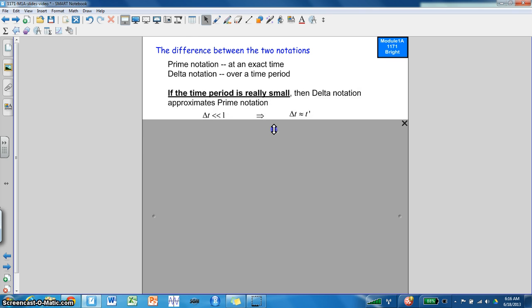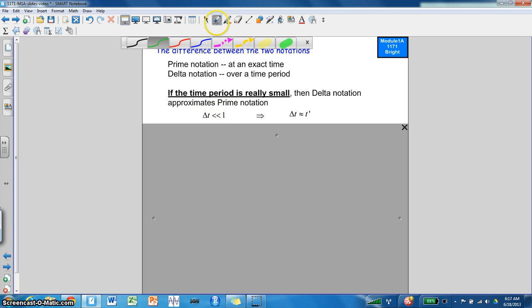Now, when we get into the nitty gritty with the algebra or analyzing everything, if the change in the values is really, really small, then delta notation actually gets really, really close to prime notation. So it approximates it, meaning that if we have the change in our value to be much less than 1, that's how we read the double less than sign, much less than. So if it's much less than 1 or really close to 0, same idea, then we say that the delta notation approximates the prime notation.